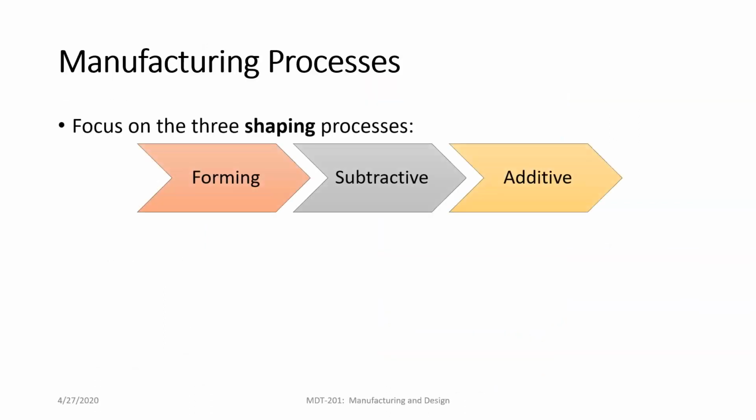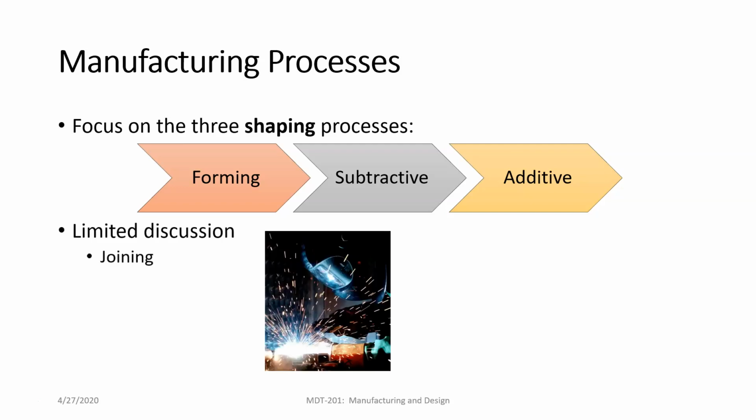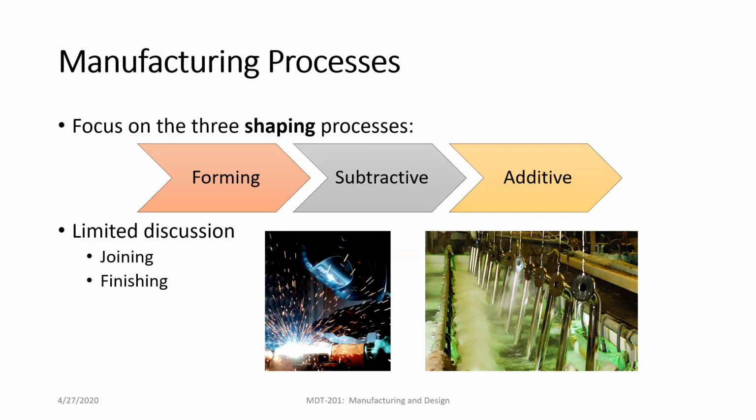All right. So from this point forward, we're really going to focus on the 3 shaping processes. The one that we're leaving out here is the joining process, where it's going to be welding or fastening things together. That's going to be shifted towards the assembly role, which we're going to talk about in the 3rd lecture. Right now we're just going to be looking at forming, subtractive, and additive, or forming, separating, and additive. So limited discussion will be joining and finishing, and assembly.